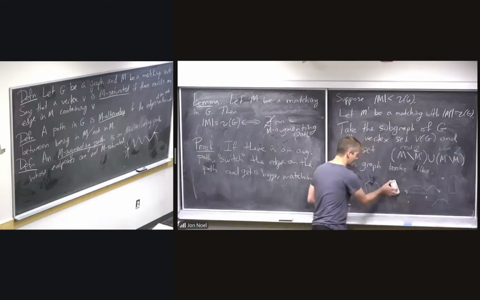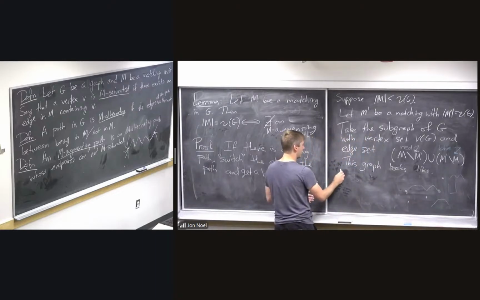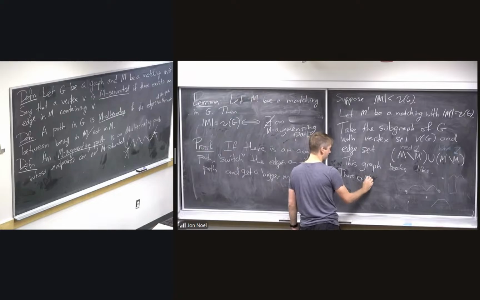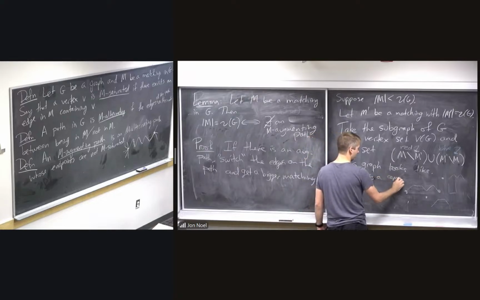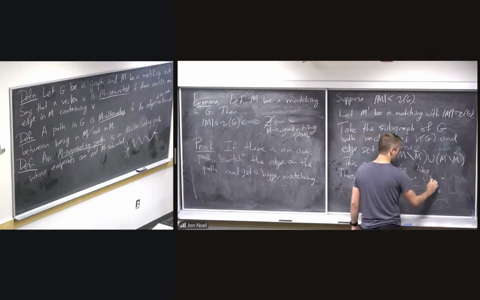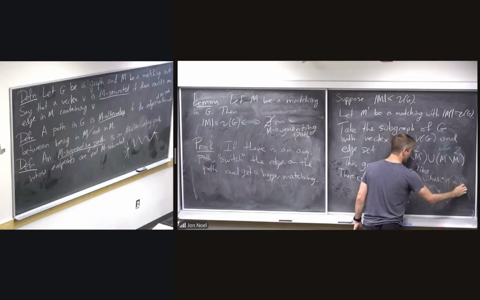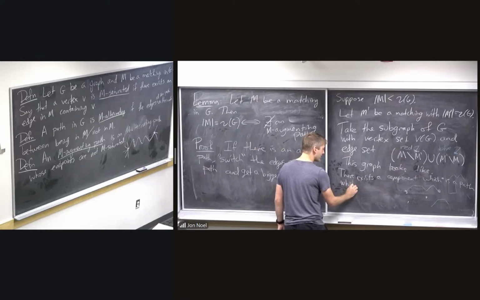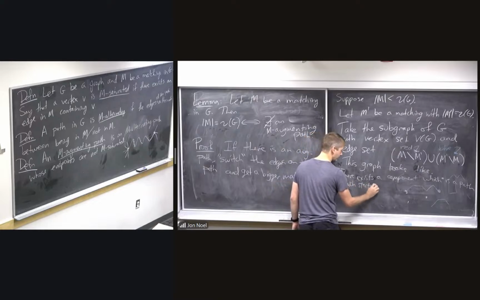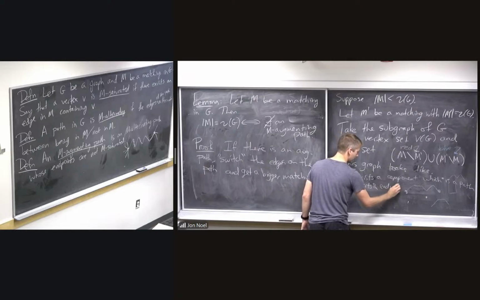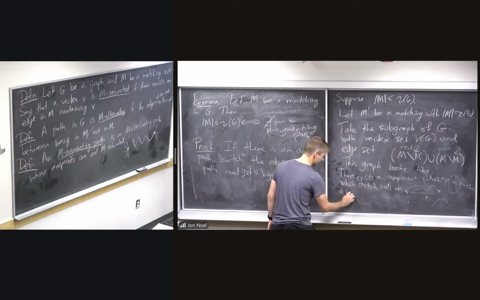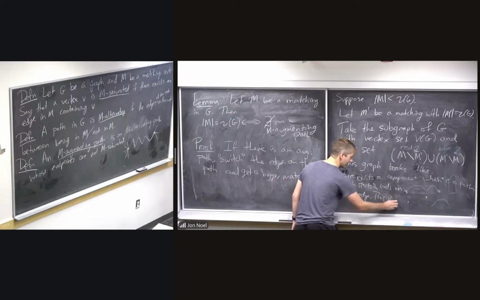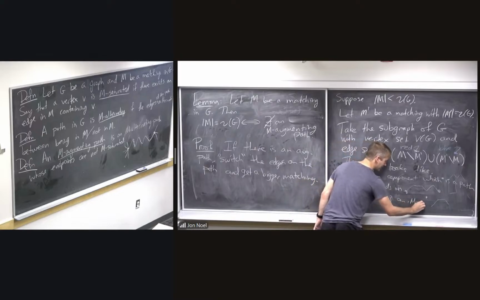So basically, there exists a component which is a path with more blue than red edges, which starts and ends on a blue edge. So this is an M augmenting path.